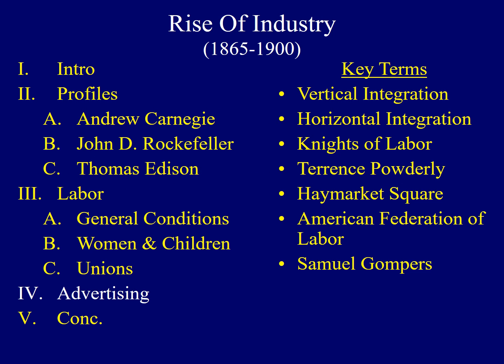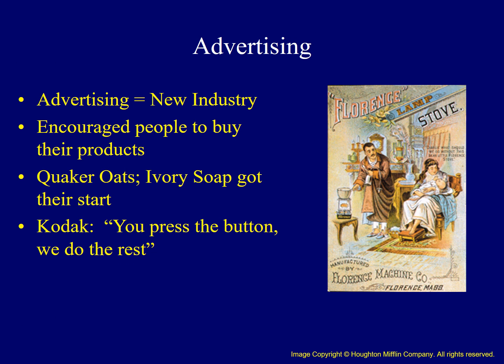The last topic I'd like to address as I look at the rise of industry would be modern advertising techniques, which became common by the late 1800s. As the nation industrialized, we also see the emergence of modern advertising techniques as different companies tried to encourage people to purchase their products. Companies that we might find familiar, like Quaker Oats and Ivory Soap, got their start during this time period.